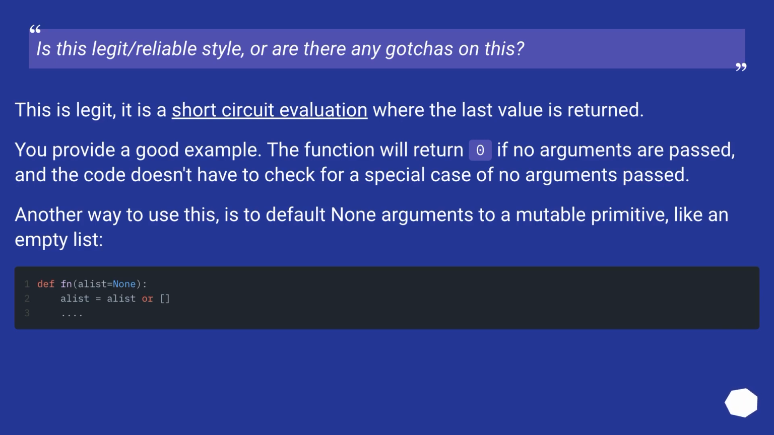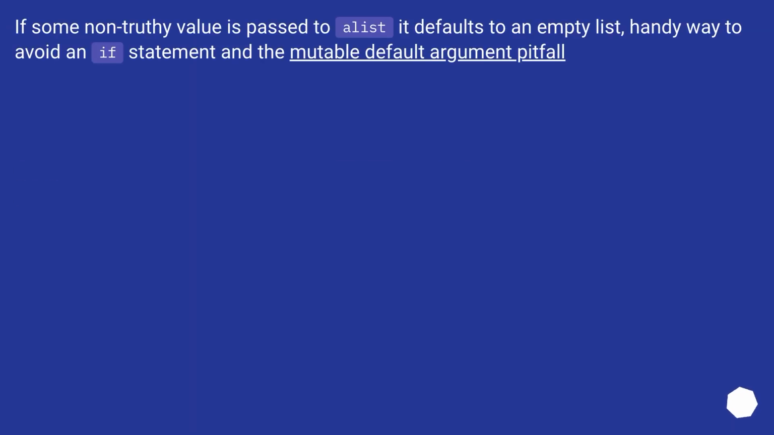Is this legit/reliable style, or are there any gotchas on this? This is legit. It is a short circuit evaluation where the last value is returned. You provide a good example. The function will return 0 if no arguments are passed, and the code doesn't have to check for a special case of no arguments passed. Another way to use this is to default None arguments to a mutable primitive, like an empty list. If some non-truthy value is passed to a list, it defaults to an empty list, a handy way to avoid an if statement and the mutable default argument pitfall.